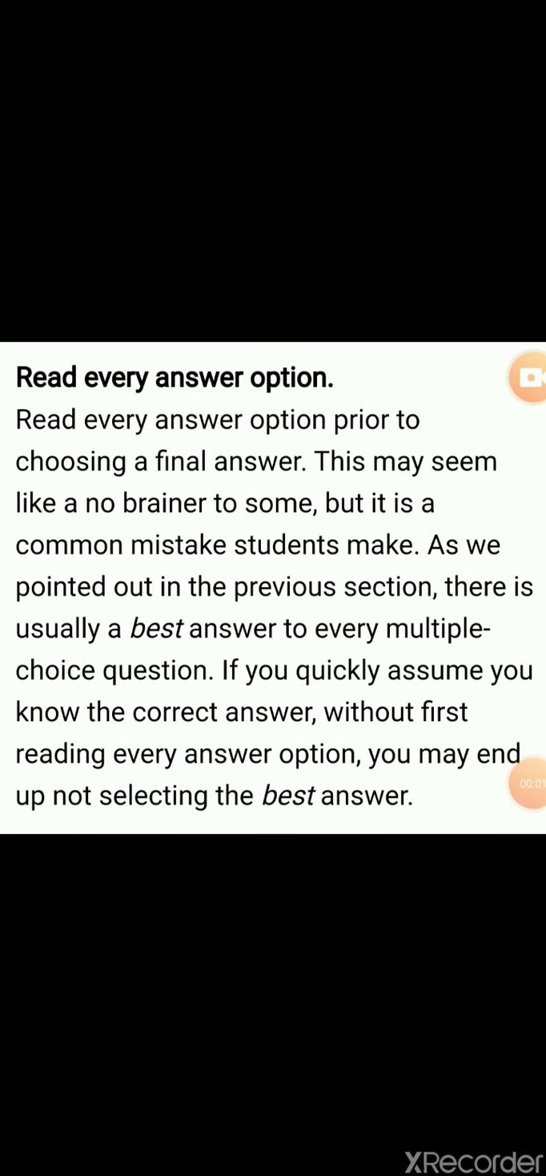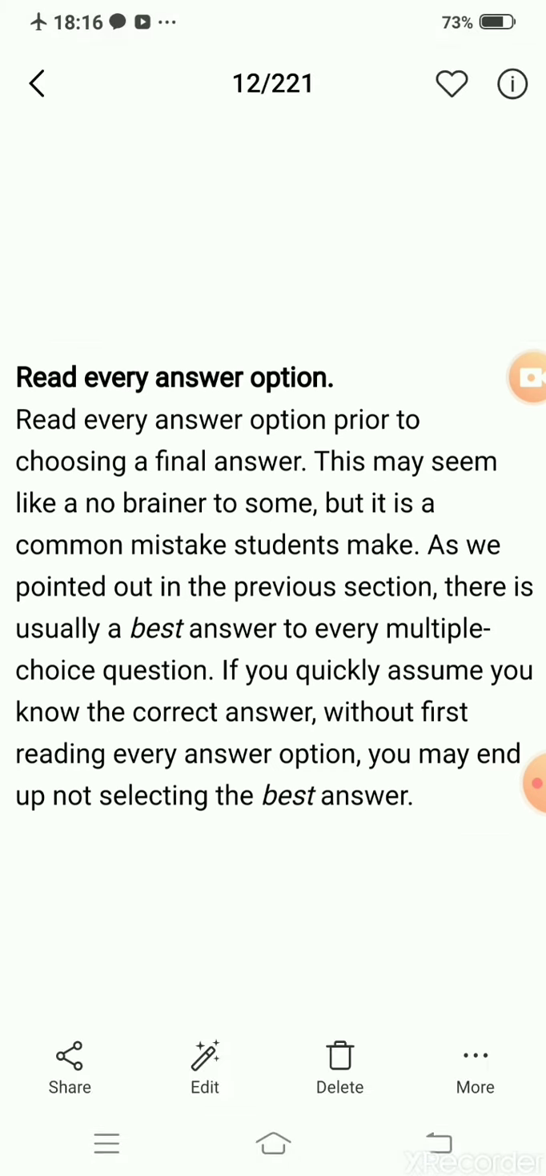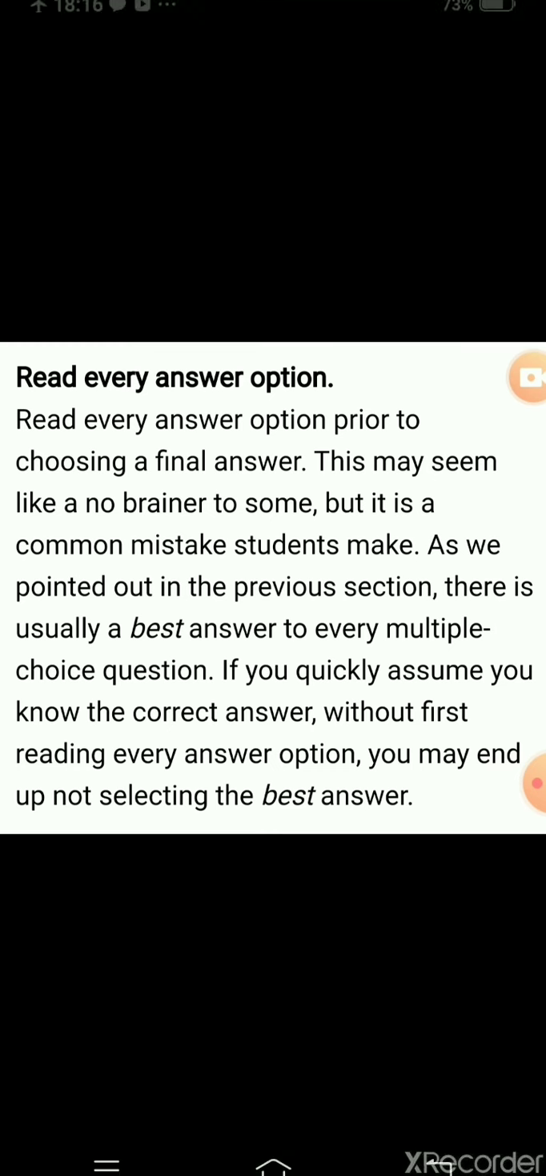Read every option. We need to read every option even though we have got our answer after our reading, but still we need to read all the options. Read every option prior to choosing a final answer. Before the final answer, you need to go through all the options. This may seem like a no-brainer to some, but it is a common mistake students make, as we pointed out in the previous section.